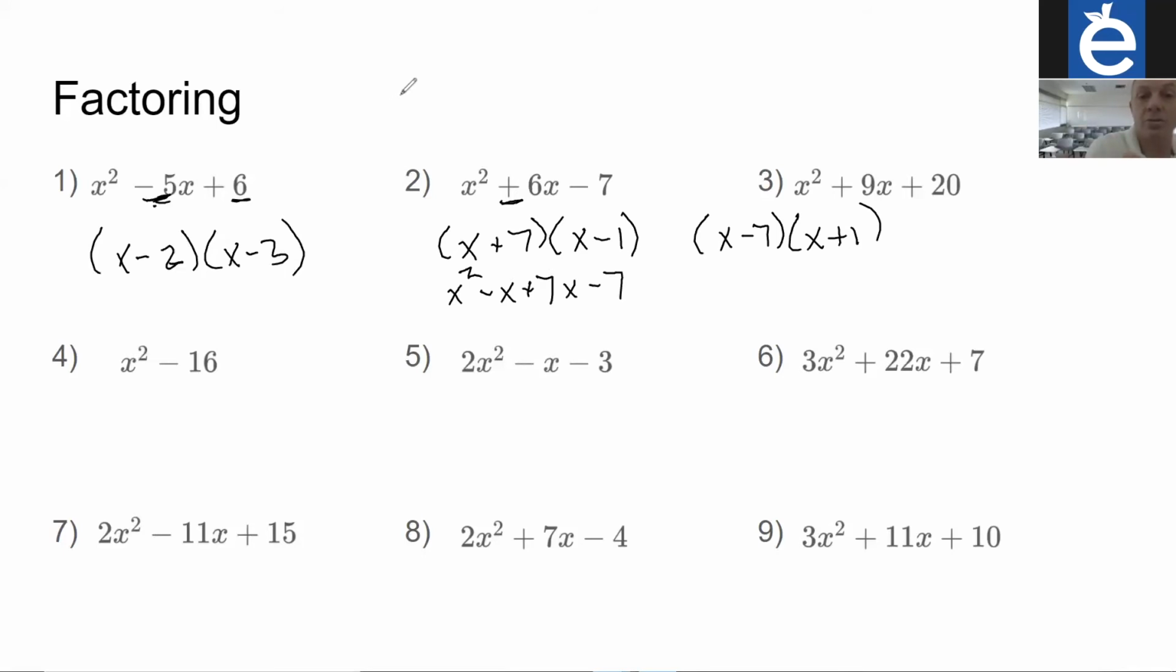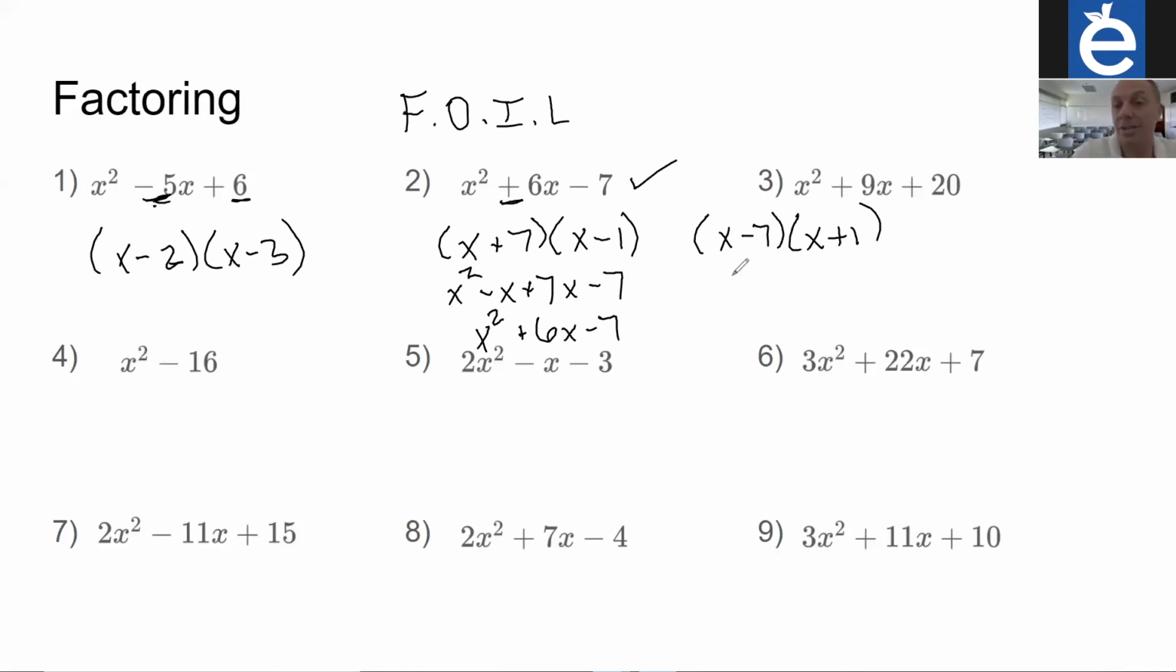I could also point this out. Maybe I should slow down there. We could talk about what foiling means. It's probably a good topic. Foiling refers to first, outer, inner, last. That's when we're multiplying binomials, right? We could unpack that for a couple minutes. Notice that this becomes x squared plus 6x minus 7, which is what we were trying to get.